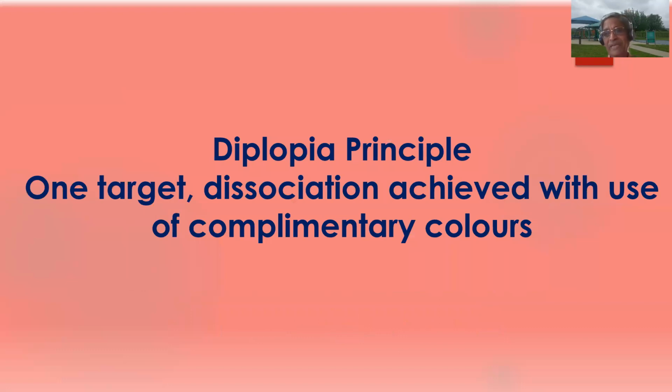Now, I told you the diplopia principle. One target, one object is there, and you see two images. That means you have to use different glasses so that you can see a red image and a green image, double images. What is the main principle here?